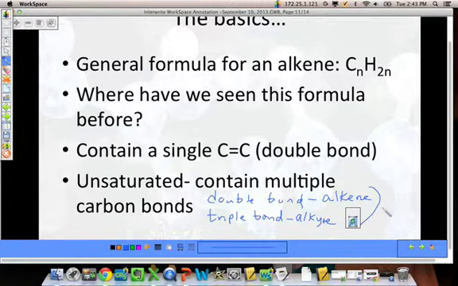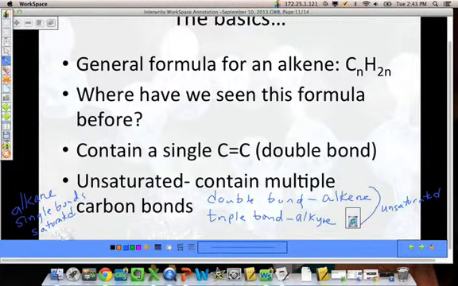These are unsaturated because there's extra places where theoretically we could have had hydrogen before. If we have an alkane, so all single bonds, we are saturated because we have the maximum amount of hydrogens. So it's all dealing with hydrogens. We have the maximum amount of hydrogens around the carbons.